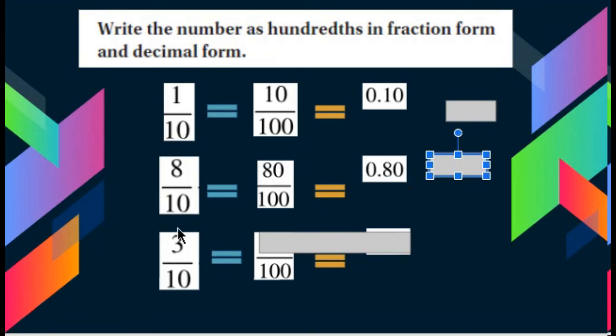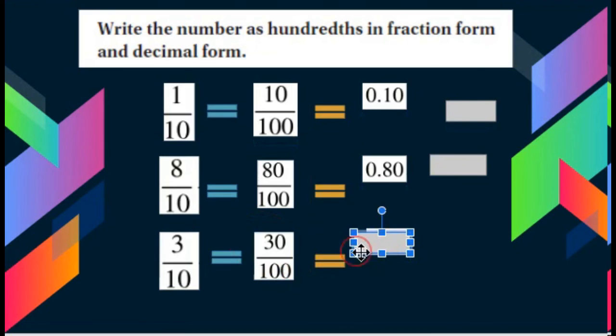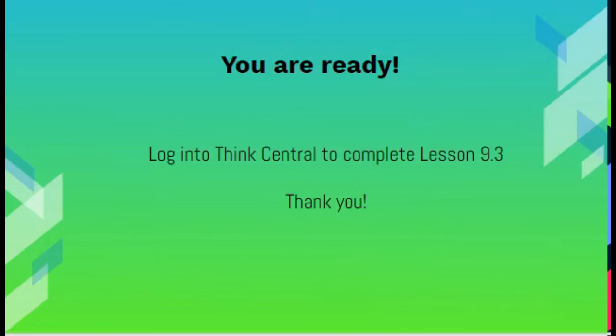And last but not least, how about 3/10ths? What would that look like? Get it in your head or write it down. Let's see if you got it. 30/100ths. And what about in decimal form? 3/10ths or 30/100ths would be written as 0.30 or 30/100ths. Nice job, fourth grade.